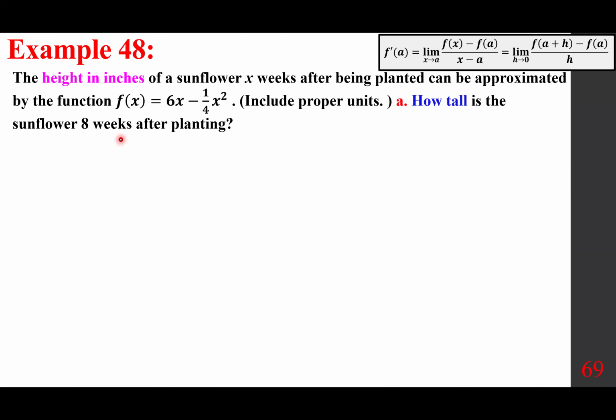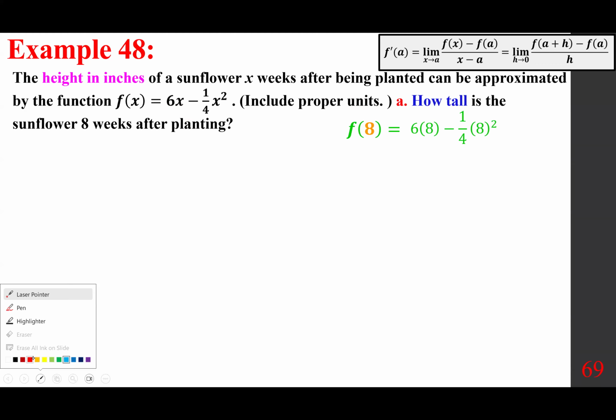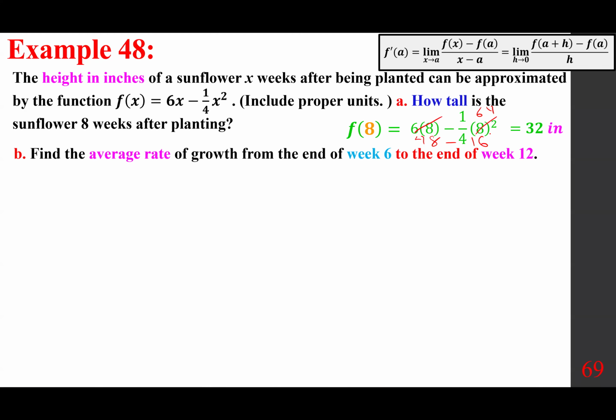So this is elementary algebra. 6 times 8 minus 1/4 times 8 squared. So this is 48. This is 64. So 1/4 of that is 16, and you get 32 inches. That would be the height 8 weeks after planting.